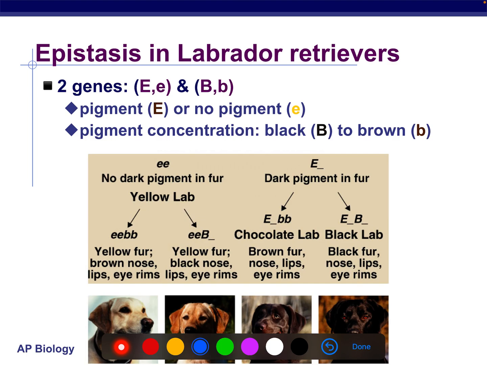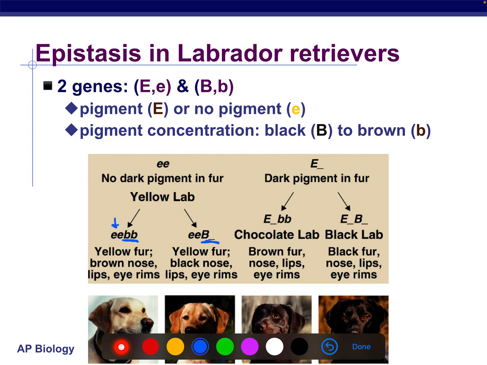Labrador retrievers is another way that we see this. They have two genes, we'll just call them E and B. E is expressing pigment, and B is expressing the concentration of pigment. This one is a little bit different because you can see differences in yellow labs based on what that second allele says.